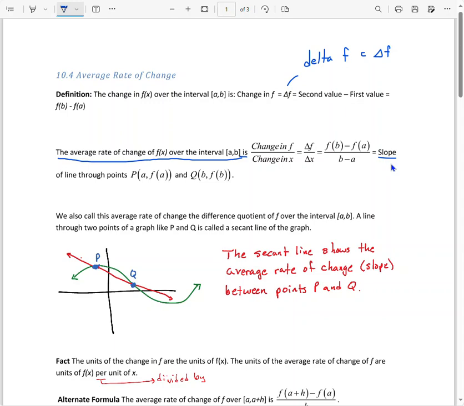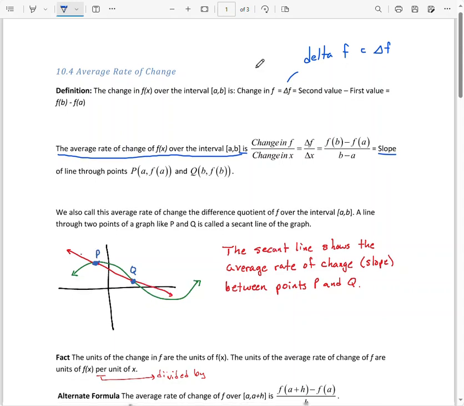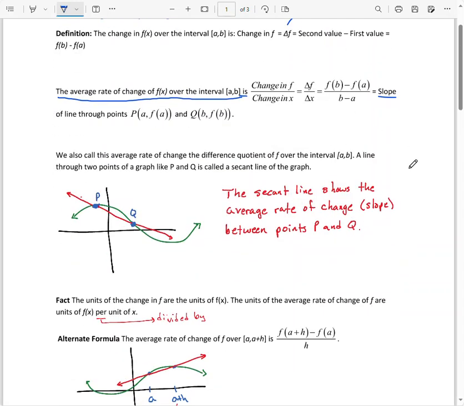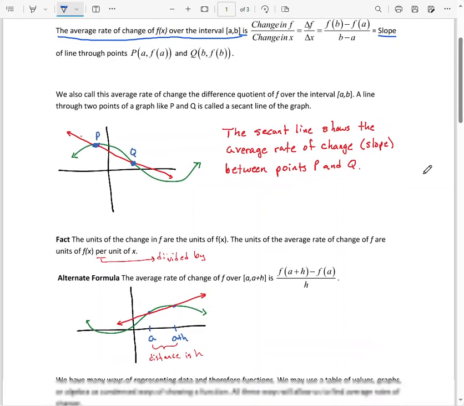We also call this average rate of change the difference quotient of f over the interval from a to b, and we'll see that in other forms shortly. A line through 2 points of a graph like p and q is called a secant line. So we have a graph f of x, any 2 points p and q. If we draw a line that connects them, the secant line shows the average rate of change between points p and q. So it's the average tilt, the average change between them.